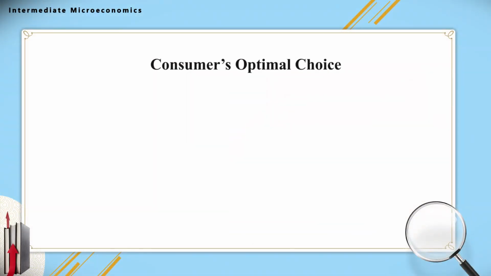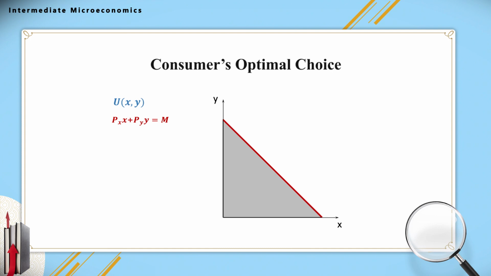Assume there is a consumer with a well-behaved utility function, U(X, Y). X and Y are the quantities of the two goods consumed. Given the prices of the two goods, Px and Py, and the income M, we can write the equation for the budget constraint and draw it on a graph.